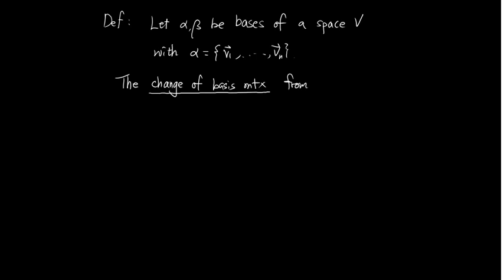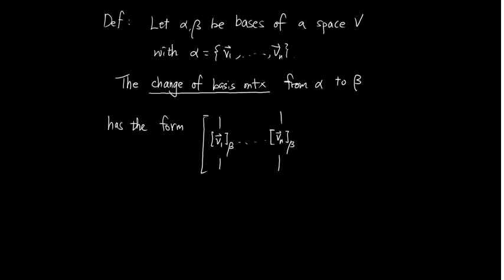Okay, so the change of basis matrix, you have to specify you are changing from alpha to beta, from one basis to the other basis, and it has the form that for each column you take one vector from alpha and write it as a representation with respect to beta. And you do this for each vector in alpha. And such a matrix is denoted by this notation.